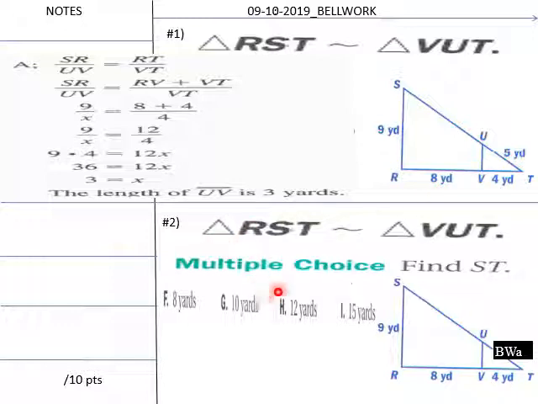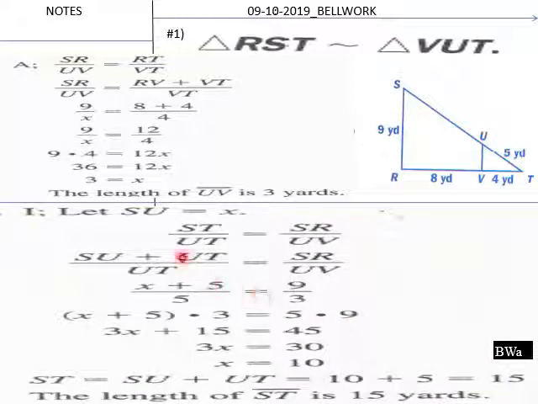And then for number 2, multiple choice, find ST. Remember, same thing here: ST is SU plus UT. We plug in our numerical values from the diagram and then solve for x. So we have x plus 5 times 3, cross multiplying, and we continue to solve for x equals 10. So ST equals SU plus UT, and x plus 5 is SU, so SU plus UT is 15. The length of ST is 15 yards. That would be your solution for number 2.